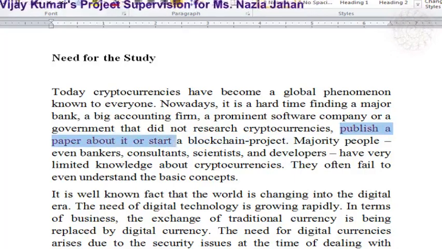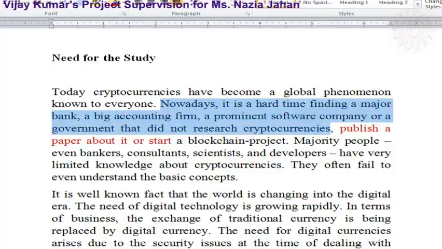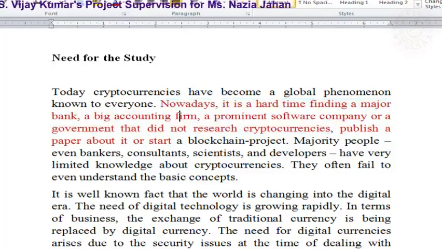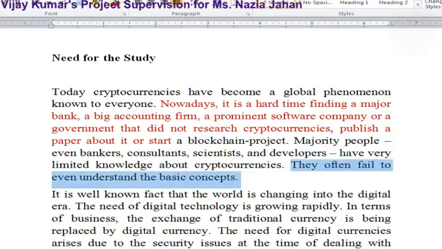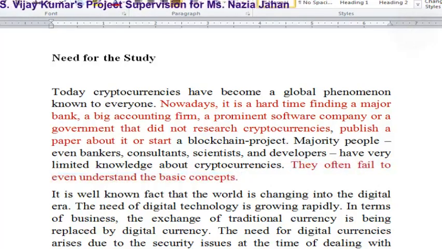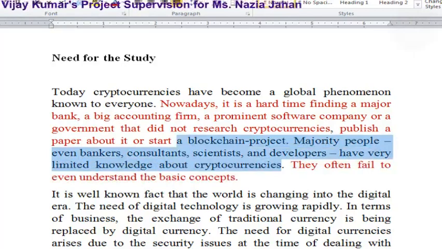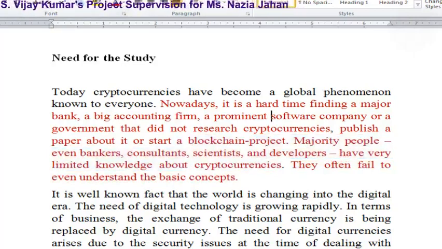All this is not necessary. Nowadays, it's hard to find published cryptocurrencies. Again, you're writing the same thing. Same sentence, just try to tone down this, a little tone down. You are talking in a particular tone, the same tone should be used everywhere. They often fail to understand even basic concepts. You have repeated the sentence, no? Fine, it's not your sentence.